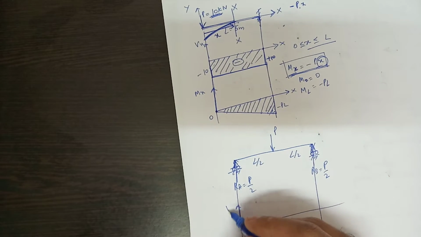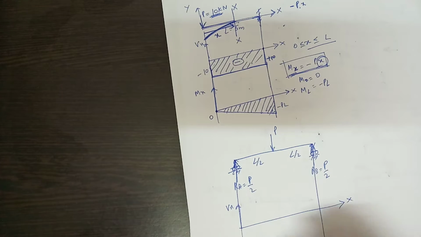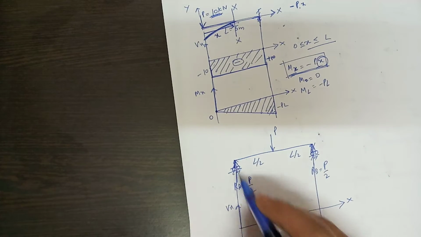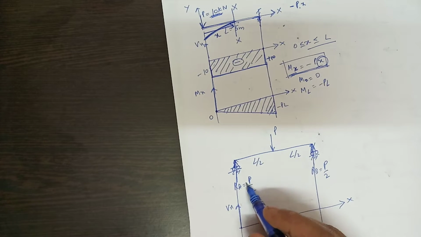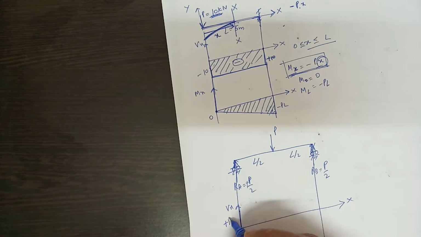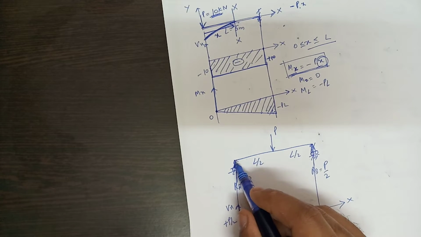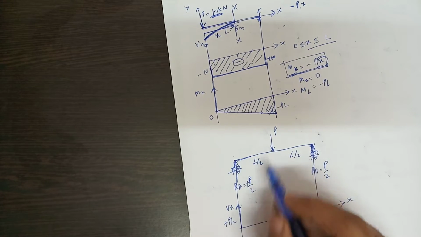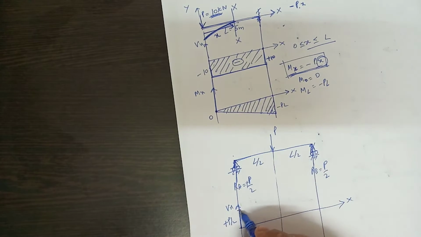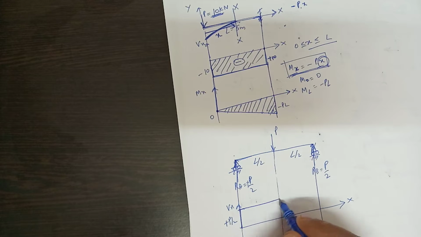The shear force diagram is denoted by Vx and X. What is the force acting at the origin at this point? It is P by 2 in the upward direction, that means positive. So it will be plus P by 2 here. Now no force is acting from 0 to L by 2, so it will be constant till this point. Till this point it will be P by 2.